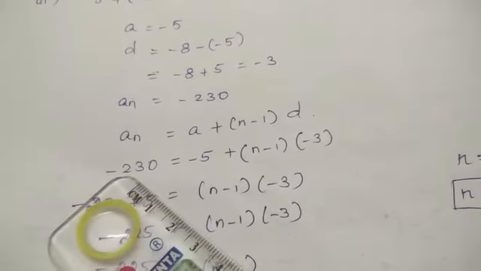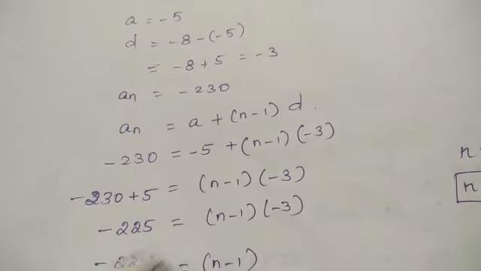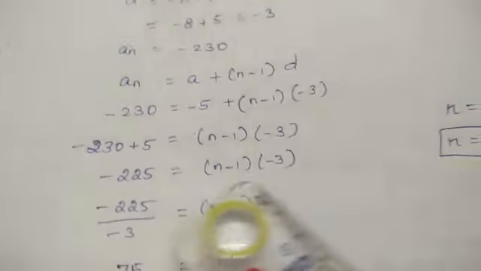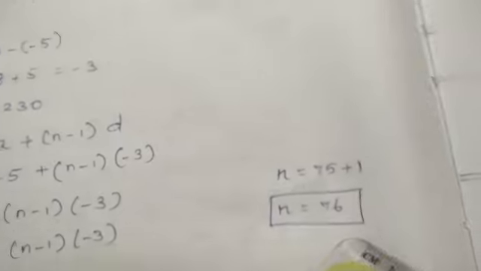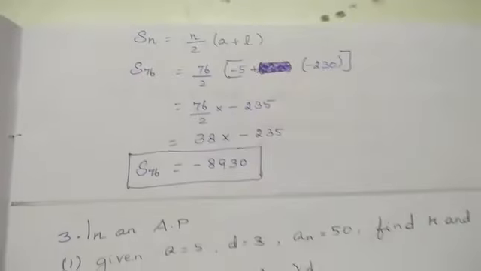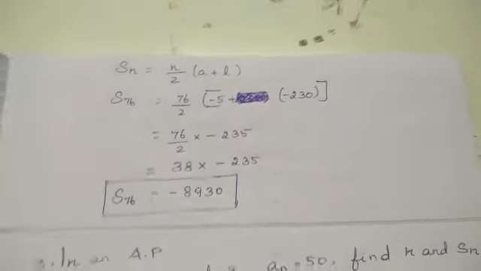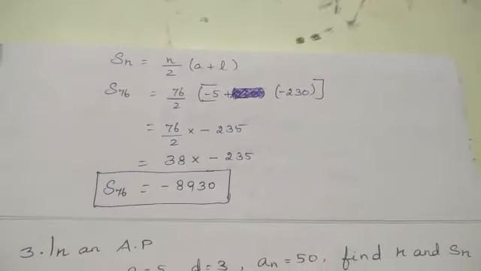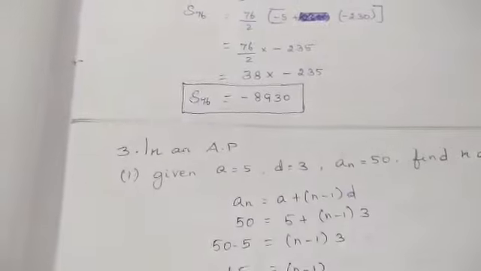So minus 5 will become plus 5 after the equal sign, using the sign properly. Then it is in the process of multiplication, so after the equal sign it becomes division. Then you will get that n is 76. After that, substitute n as 76 in n by 2 into a plus l, so 76 by 2 into minus 55 minus 230. Both are minus, so add and put the minus sign, and you get that as 76.